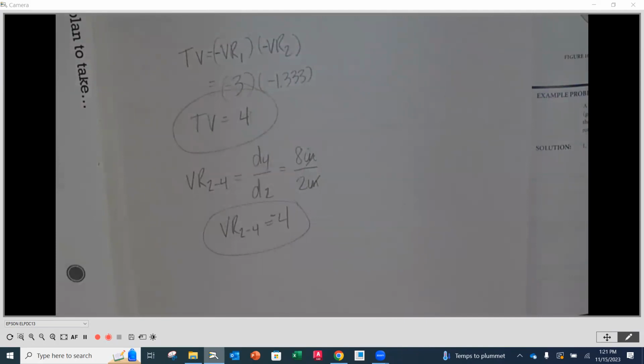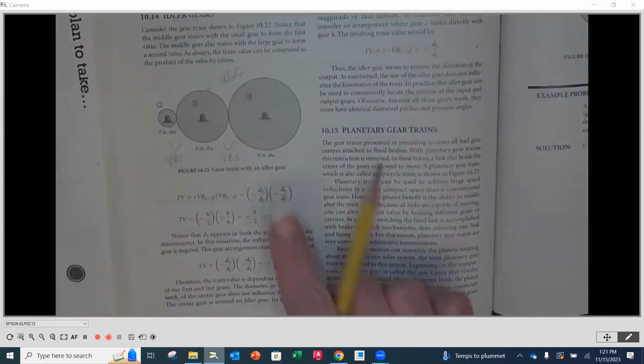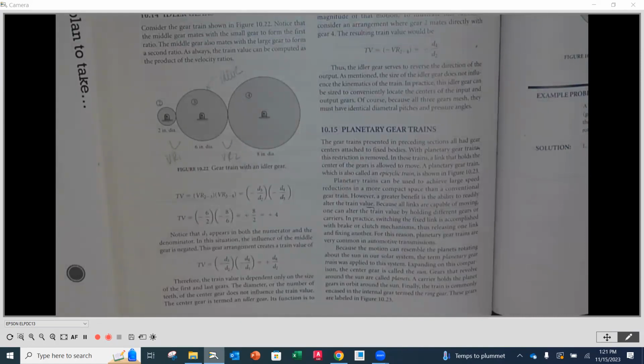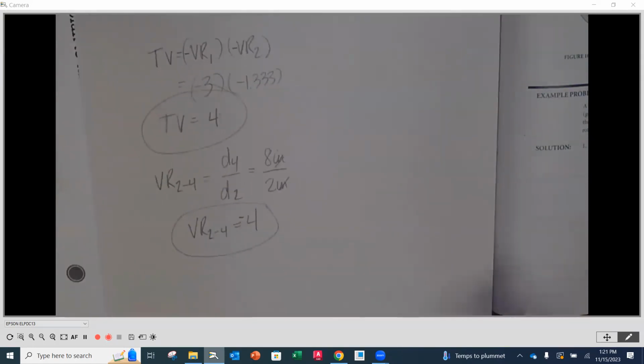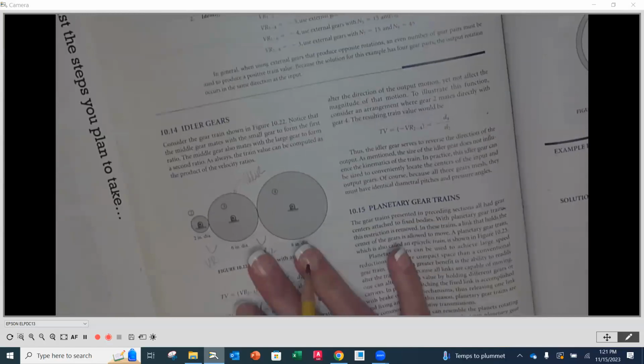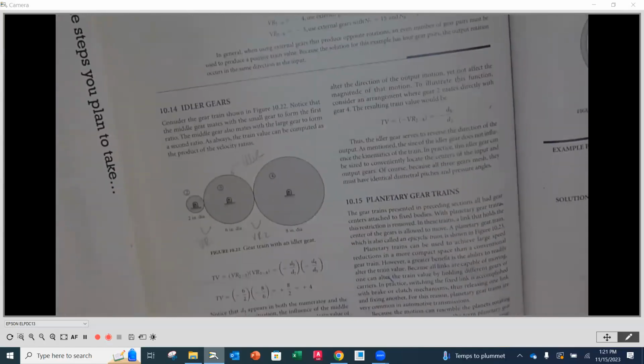Do you see that? I could stick in a 1-inch idler here, or a 10-inch idler there. It's not going to change anything about the train value or the velocity ratios. It's only going to change the direction and the center distance. So idlers are used for only that purpose. The last problem that you're going to do is going to be an idler problem, and let's look at one that'll be similar to set you up for that.